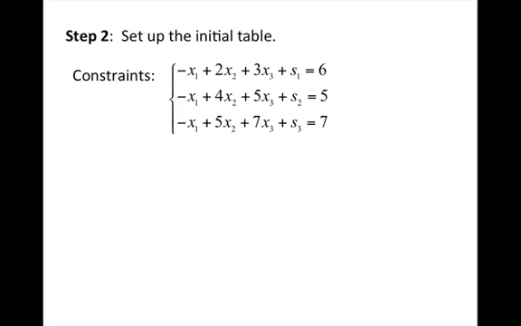And then my final constraint, I have negative x sub 1 plus 5x sub 2 plus 7x sub 3 plus an s sub 3, and that equals 7. Then I'd go to my objective function and I move the x's to the side with the p and set it equal to 0. So I have p minus 2x sub 1 minus 4x sub 2 minus x sub 3 equals 0.